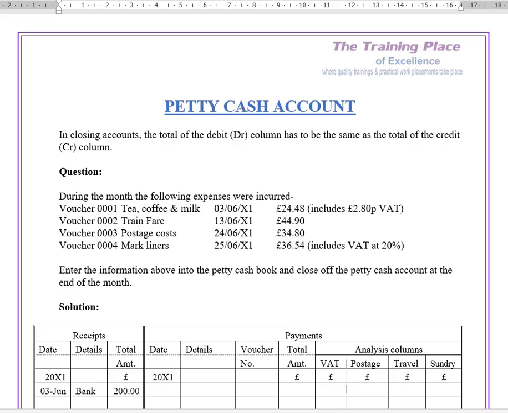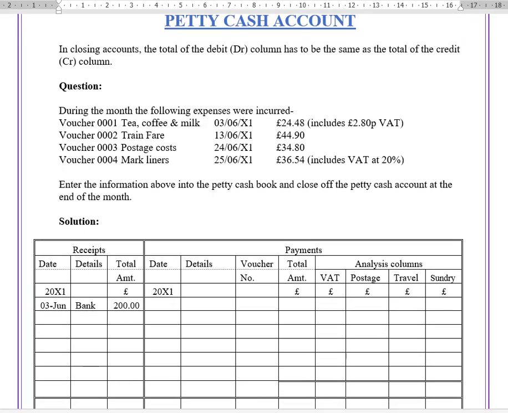And as it is a general ledger account, you will find when you have posted all your transactions, you then need to close the account. It says to you there, in closing account, the total debit column has to be the same as the total of the credit column. So the total debit column needs to be exactly the same as the total credit column. And we'll be closing the petty cash account, which is technically a T account as well.